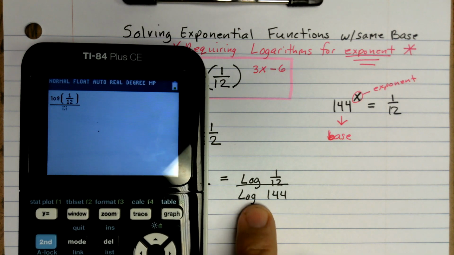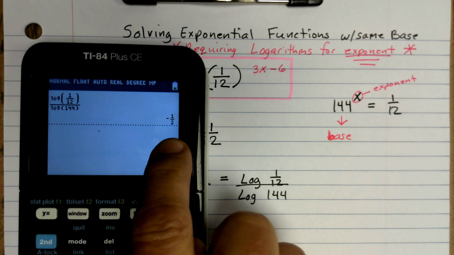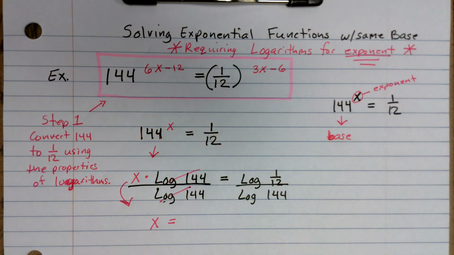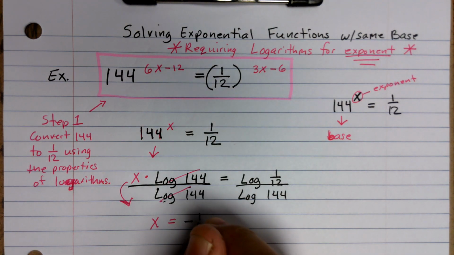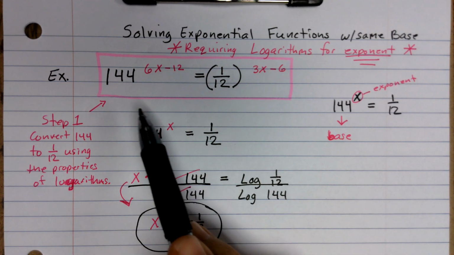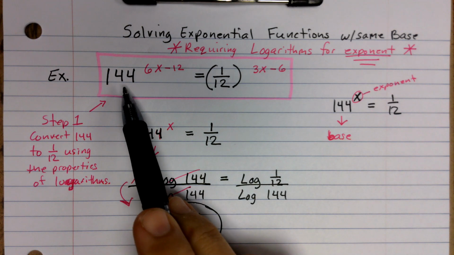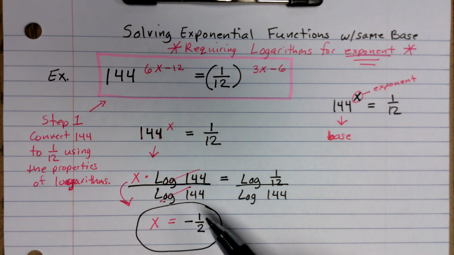And then that's divided by log 144. So log of 144. I'm going to hit enter, and notice it gives me negative 1/2. So if I want my bases to be the same, all I have to do is take 144 and put it to the power of negative 1/2. And let me show you what I mean by that.